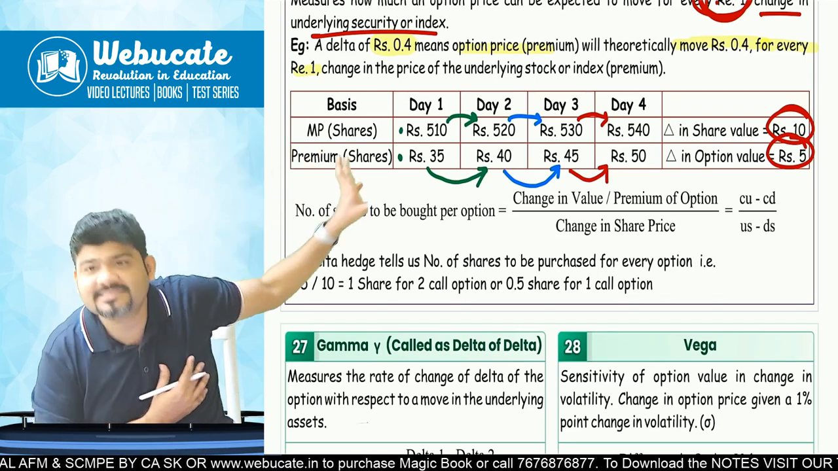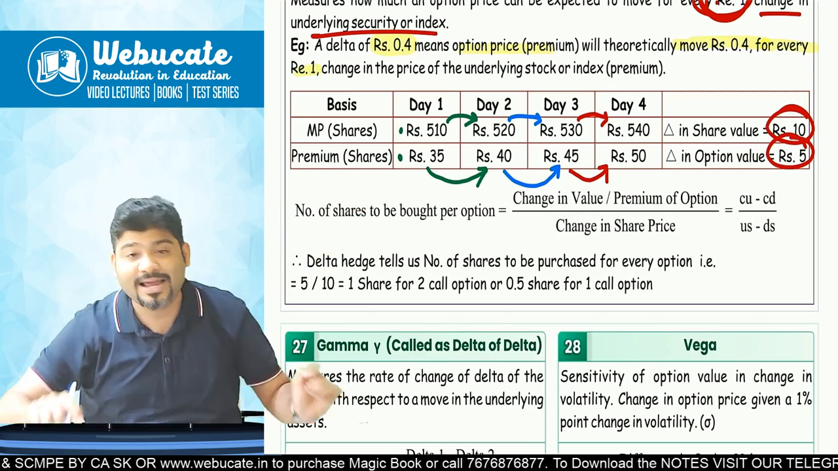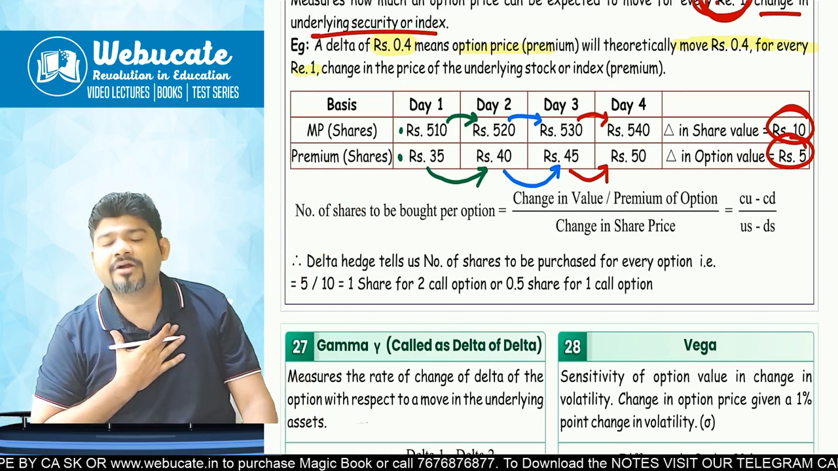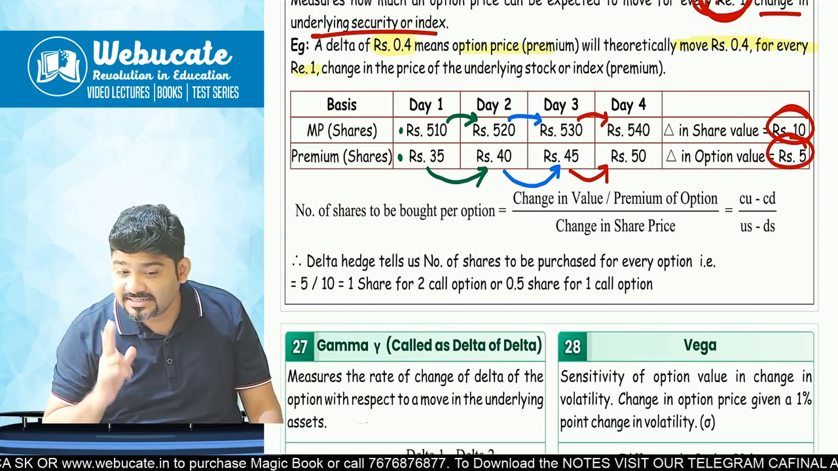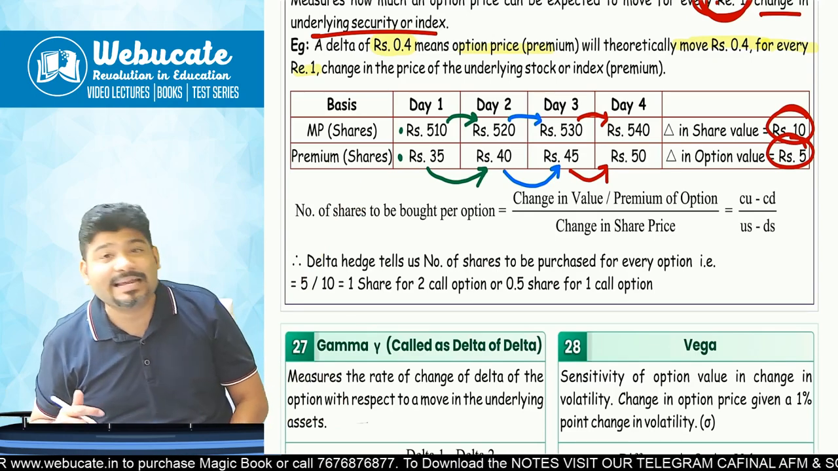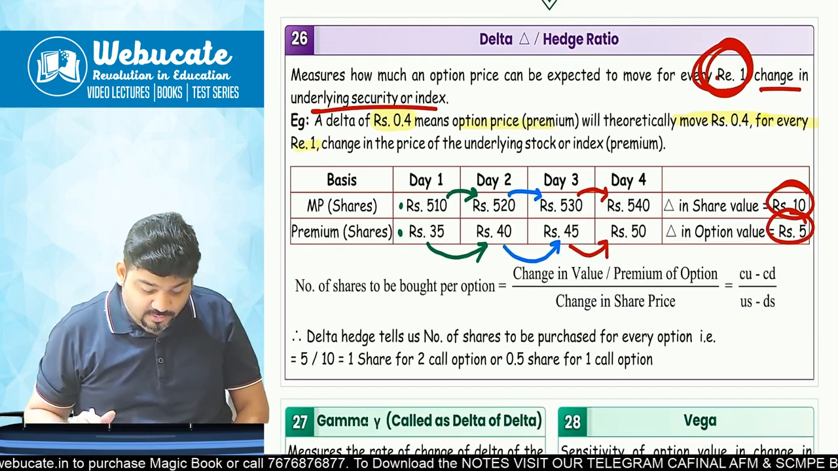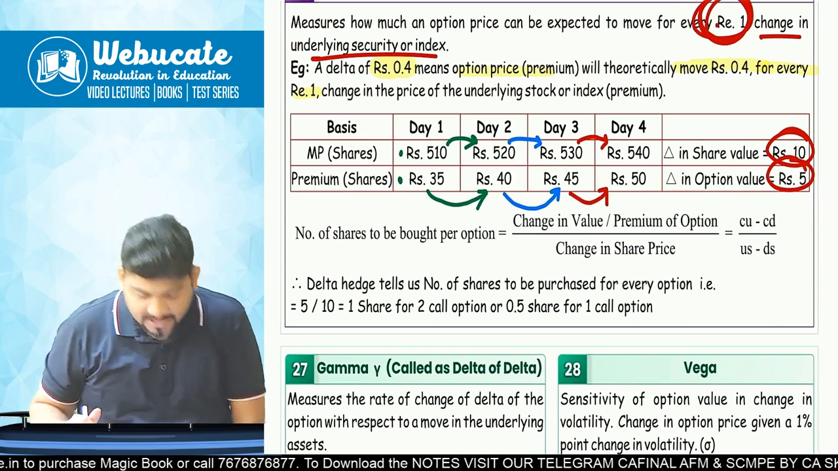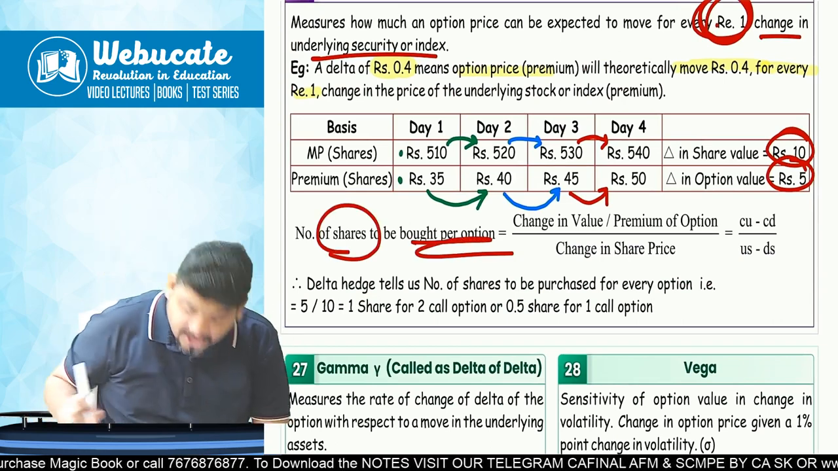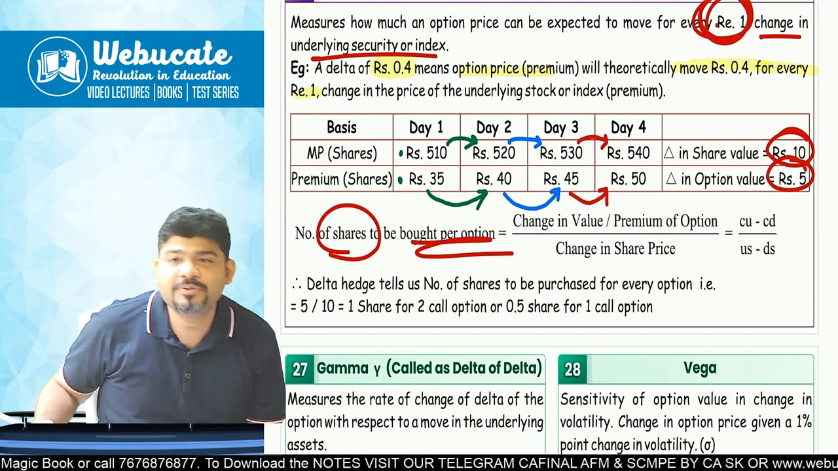And that is where delta hedging is used by a lot of companies to secure themselves. Got it, guys? Did you get it? So that's what delta hedging means, or that's what delta hedge ratio means. Number of shares to be bought per option, or number of options to be bought per share.